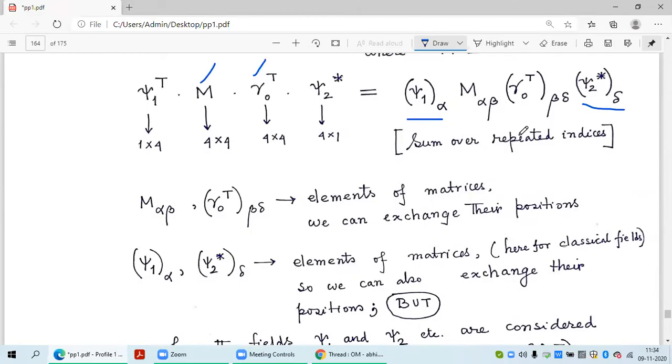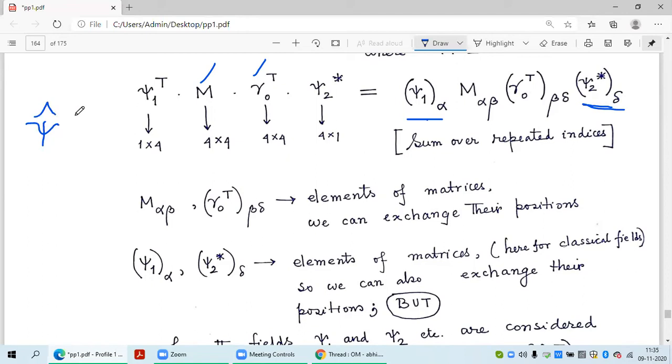So when we quantize these classical fields, psi star, Dirac fields, then these will be quantum fields. In there, this psi 1 or psi 2 will no longer remain a 4 cross 1 matrix or 1 cross 4 matrix whose elements are functions of x, t. Then it will get the status of operators. So these fields will be operators in quantum field theory.